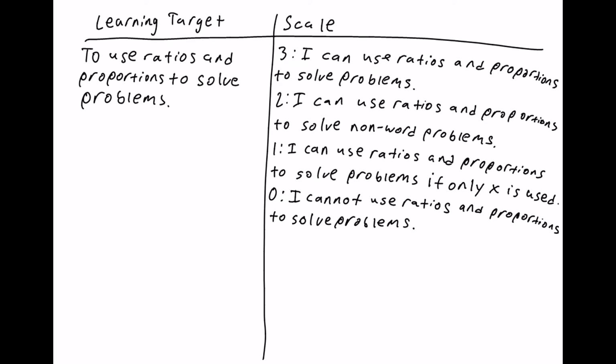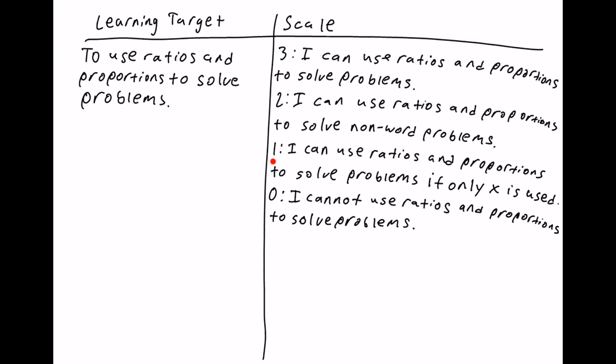The learning target for today is to use ratios and proportions to solve problems. For the scale of 3, you can use ratios and proportions to solve problems. 2, you can use ratios and proportions to solve non-word problems, so the word problems give you trouble. 1, you can use ratios and proportions to solve problems if only x is used.